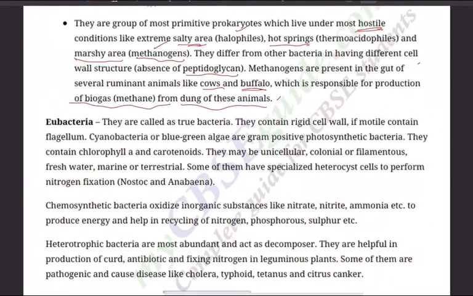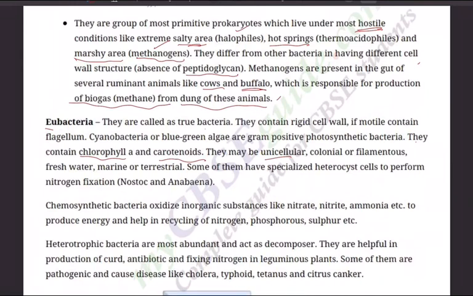And next, eubacteria. Eu means clear. They are called true bacteria. They contain rigid cell wall. If motile, contain flagellum. Cyanobacteria or blue-green algae are gram-negative photosynthetic bacteria. They contain chlorophyll a and carotenoids. That's why photosynthetic we said. They may be unicellular, colonial, or filamentous.